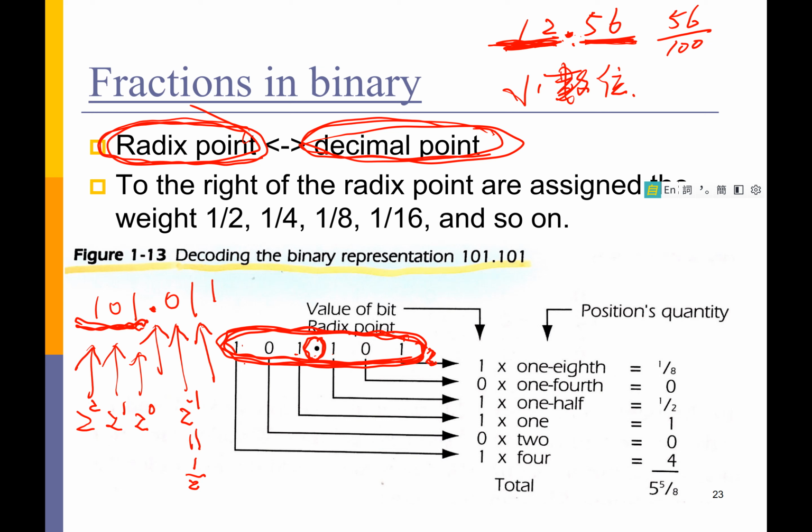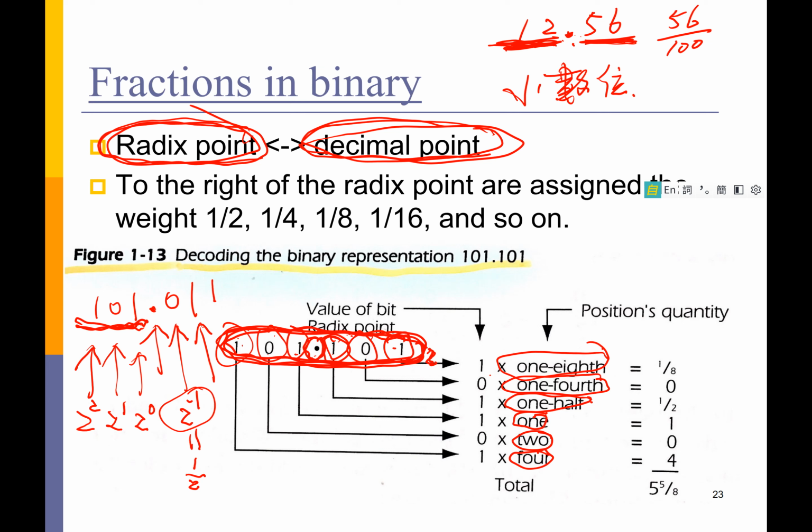First, we have to know the weight of each digit. Now, we know the weight for this digit is 4. The weight for this digit is 2. The weight for this digit is 1. And the weight for this digit is what? 2 to the power of minus 1 is 1/2. The weight of this digit is 1/4. The weight of this digit is 1/8.